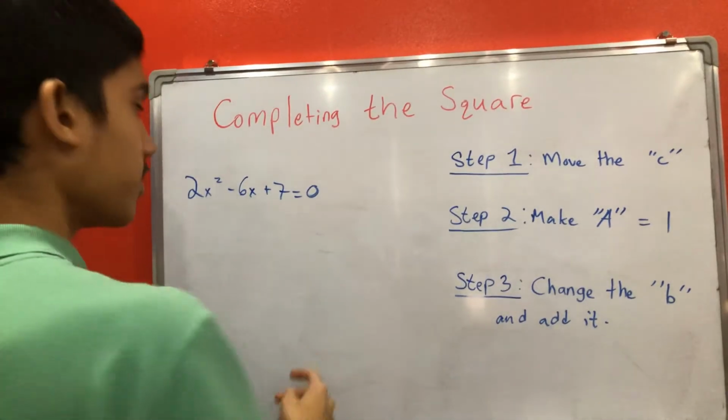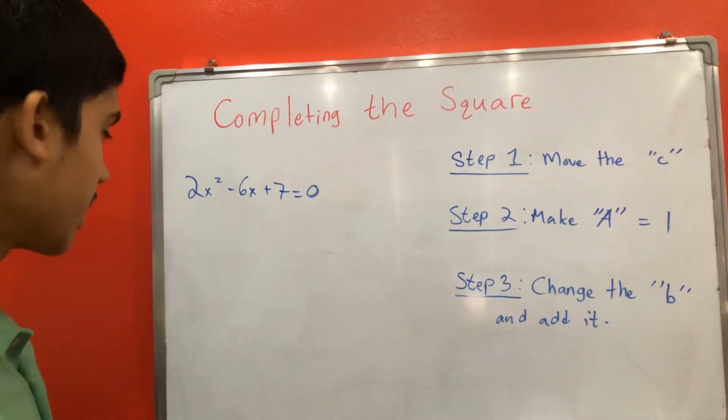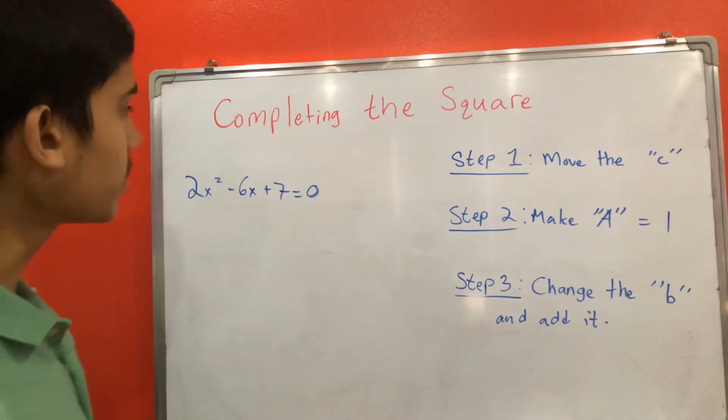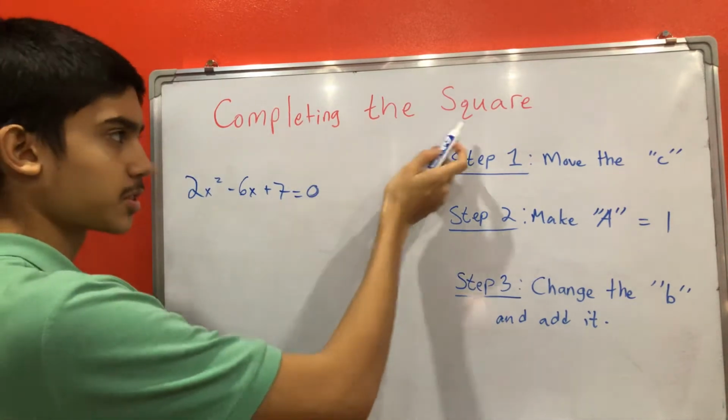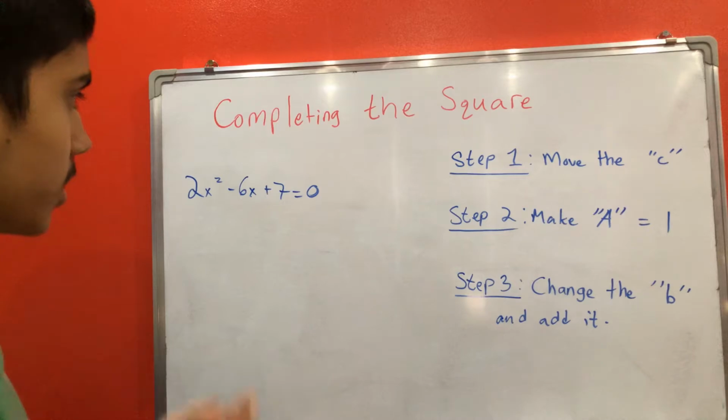So let's say I have a quadratic equation like this and I want to solve it. One of the methods we can use is completing the square. So when do we use this method?